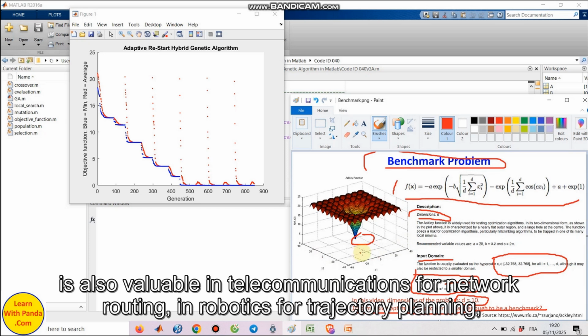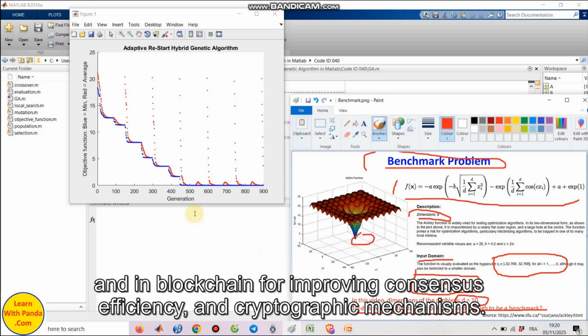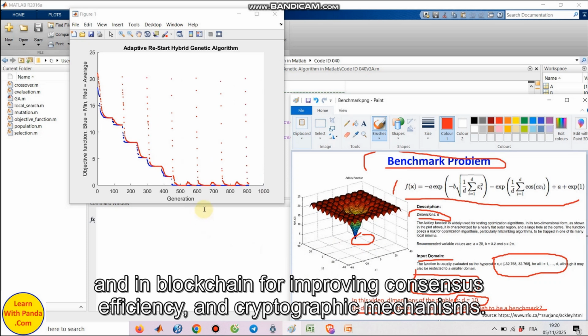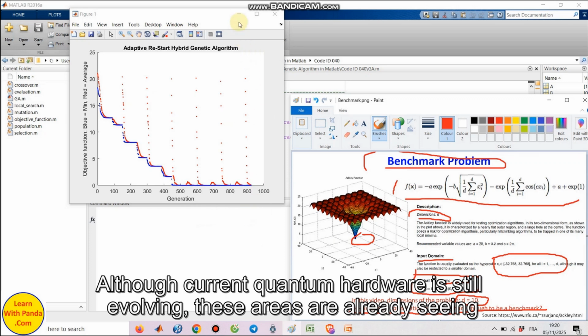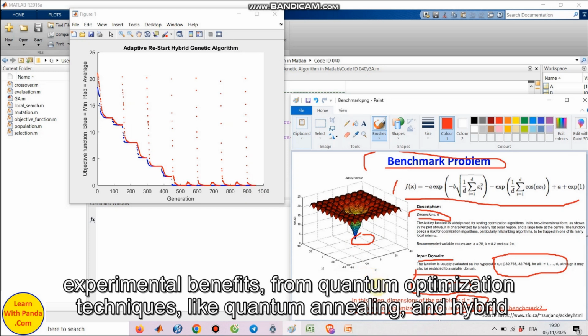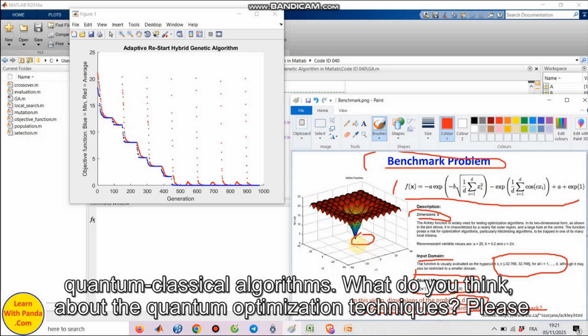It is also valuable in telecommunications for network routing, in robotics for trajectory planning, and in blockchain for improving consensus efficiency and cryptographic mechanisms. Although current quantum hardware is still evolving, these areas are already seeing experimental benefits from quantum optimization techniques like quantum annealing and hybrid quantum classical algorithms.